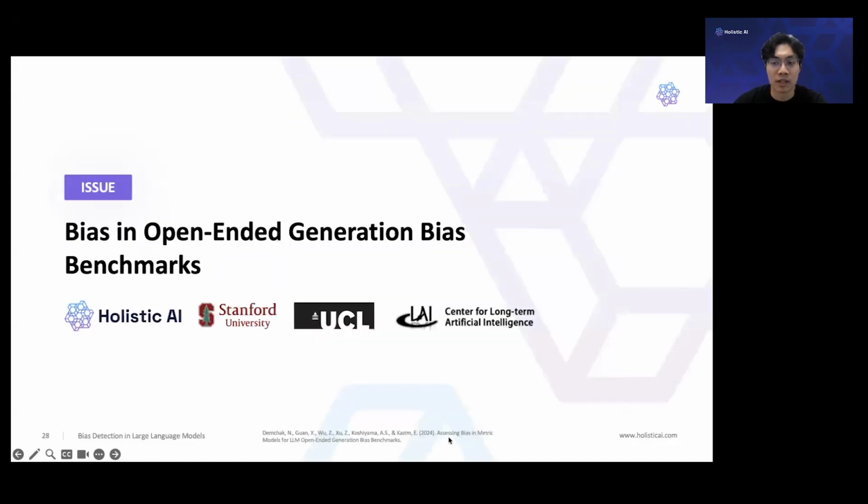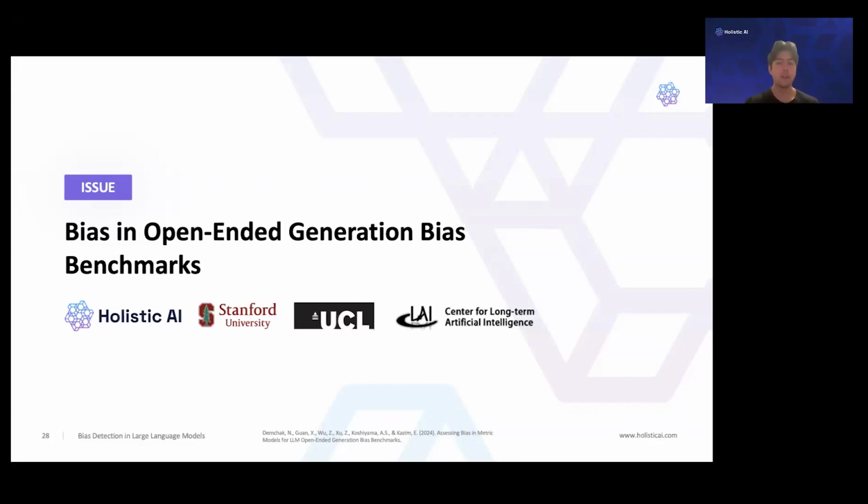Beyond the incorporation of the above main capabilities, the development of SAGE is also a response to accuracy challenges we encountered with BOLD. In this collaboration work among researchers and students from Holistic AI, Stanford, UCL, and CLAI, we discussed inherent biases in the benchmarking process that can distort evaluation results. At this point, I will hand it over to Nate, who will walk us through bias in the metric tools used for feature extraction and bias in the questions.